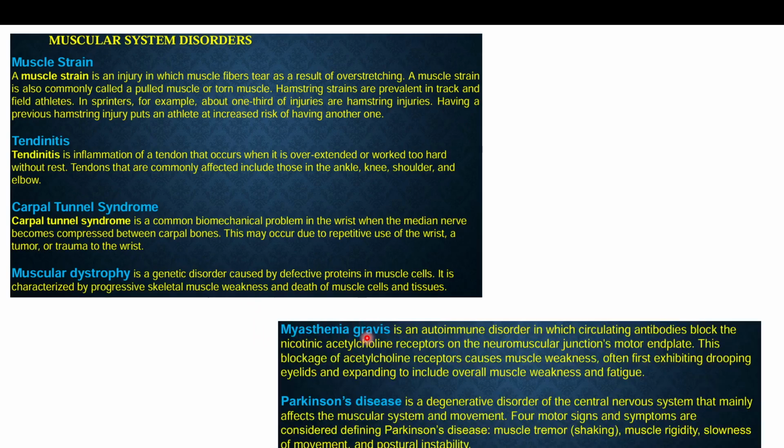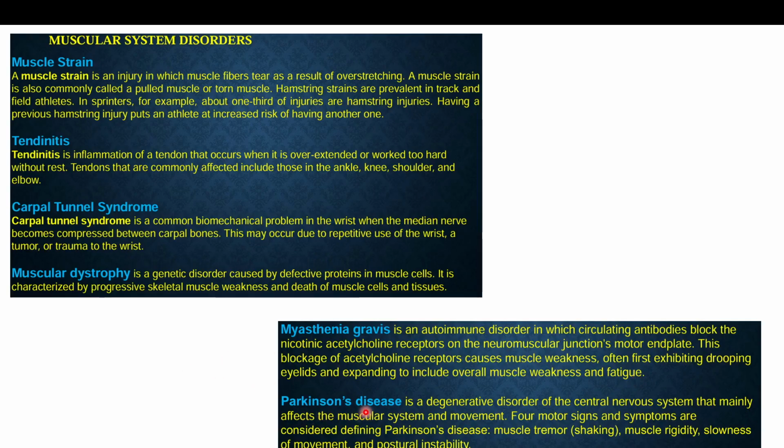Then there's myasthenia gravis, which is an autoimmune disorder where circulating antibodies block the acetylcholine receptors that we looked at in the neuromuscular junction, right? So this blockage of acetylcholine receptors leads to muscle weakness, and the symptom that we see is drooping eyelids, expanding to include overall muscle weakness and fatigue.